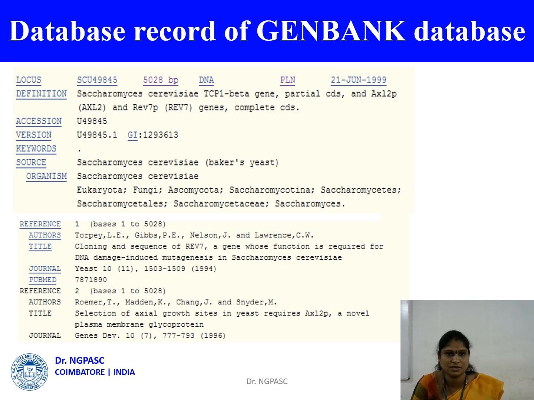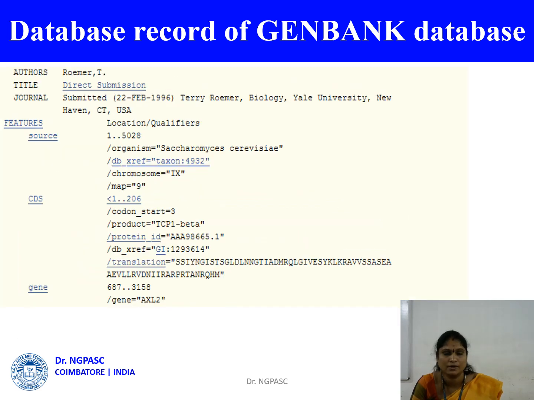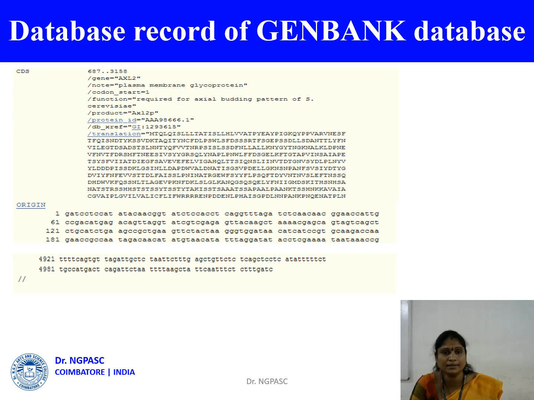Then reference, for example, the author name, the title, the journal where the data has been retrieved, the journal name, and the PubMed literature number. Even if more references have been included, those references will also be mentioned there. Then authors, then features, so from which source, then coding sequences, CDS, and the gene information, and then origin. So this is the final step. So this is the file format for the GenBank database.